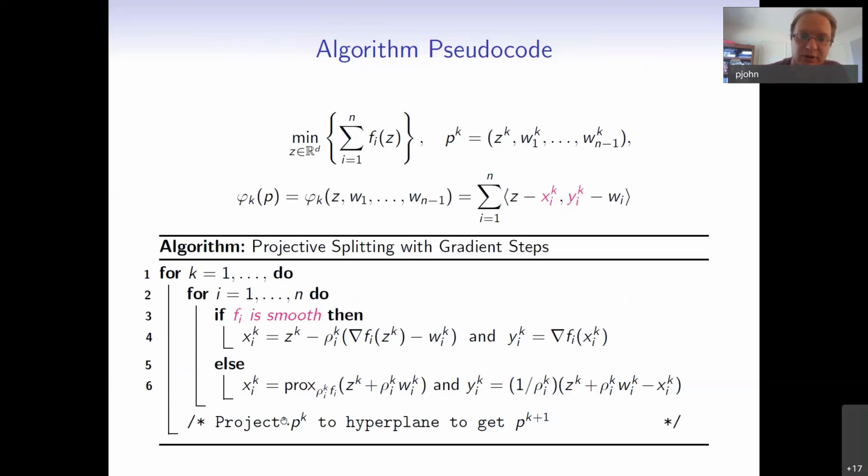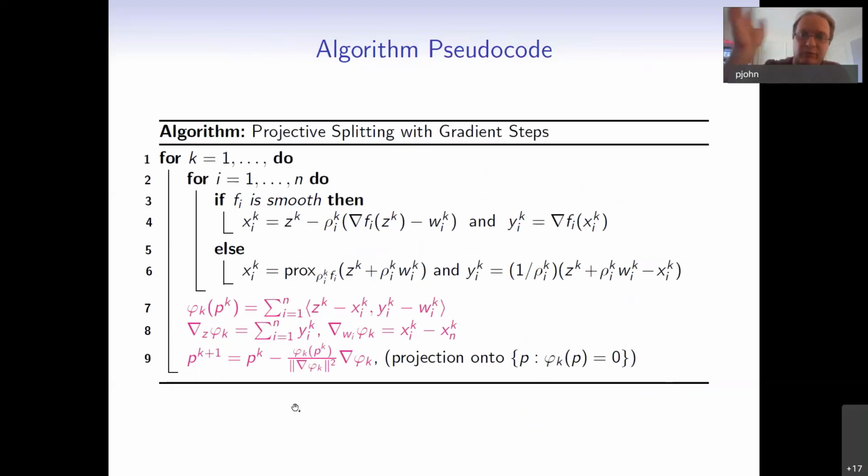And this projection is not really a problem. The projection is not usually a problem because you just compute the function phi-k, that's some inner products and a sum. You have to compute some sums of vectors. So most of the actual computation goes on in computing these gradients or potentially computing the proxes.